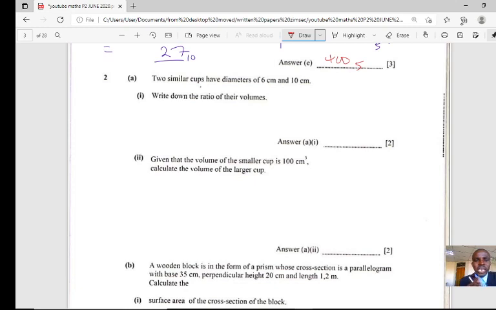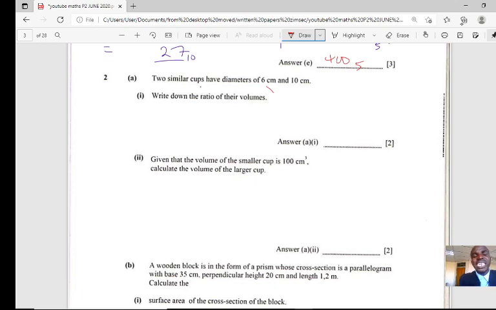Things to note. One, when two shapes are similar, the ratio of their corresponding sides are equal. Two, the ratio of the corresponding sides squared gives you the ratio of the areas. Three, if it's volume, you have to raise the corresponding sides to the power 3. Then the ratio of the corresponding sides raised to the power 3 gives you the ratio of the volumes of the two shapes. Like here in this case, we can use the radius of these ones.